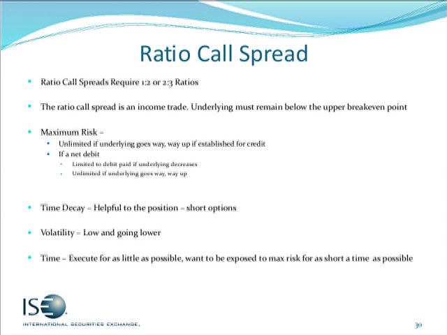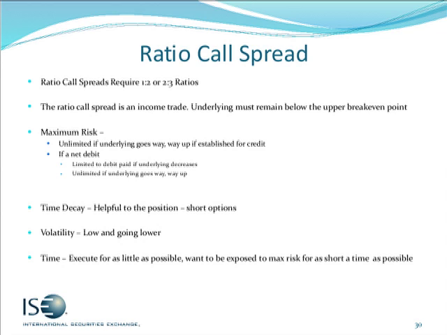Again, 1 to 2 ratio. It is in fact an income trade. All right. Remember, in most cases with an income trade in options, you identify your potential reward by the income that you take in. With the ratio call spread, the underlying must remain below the upper break-even of the trade. The maximum risk, if that underlying goes way up, is unlimited risk in the trade. Okay, you don't have the bailout that some of the credit spreads have. You've got basically a hedge tucked away in there.